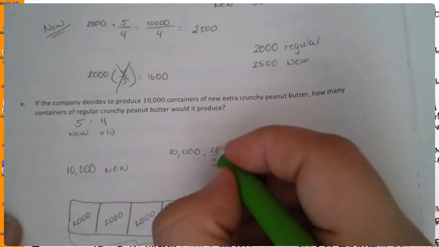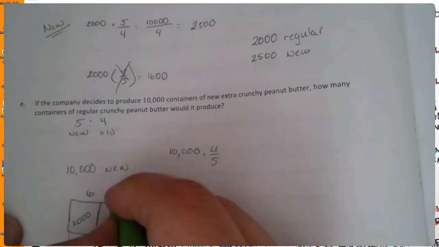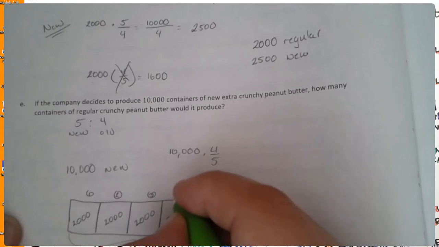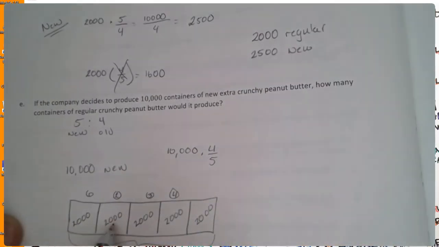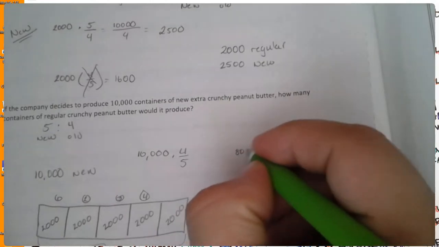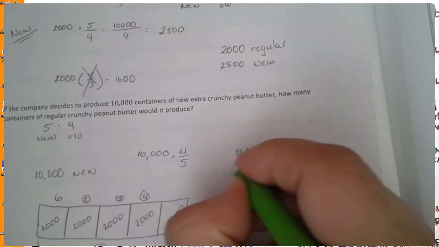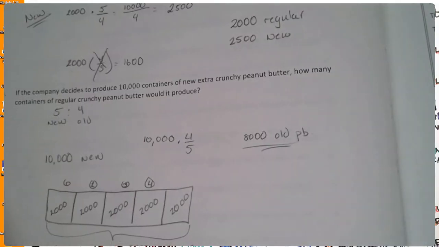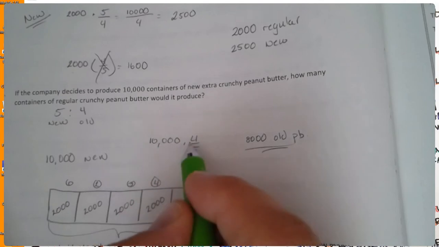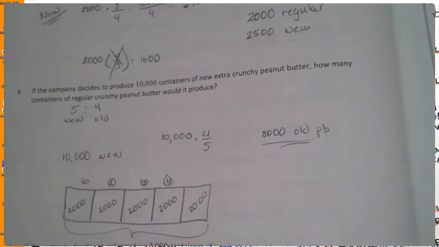Now 4 out of every 5 have to be the old peanut butter. So here's 1, here's 2, here's 3, and here's 4. So 2,000 plus 2,000 plus 2,000 plus 2,000 is 8,000. So it's 8,000 old containers, or old peanut butter. So that's how many you would need. So you can see you can multiply 10,000 by 4/5, or we can make a tape diagram. Really doesn't matter. We'll still get the answer, and we'll show you on number F, because I think it'd be nice for you to see both of them.